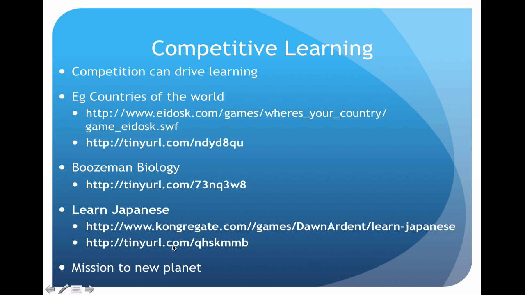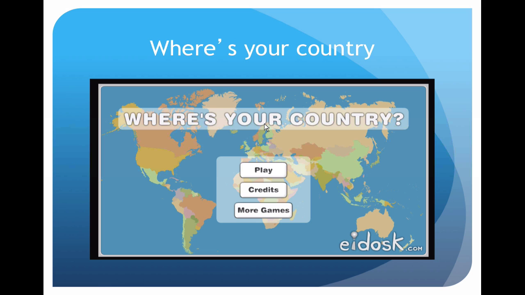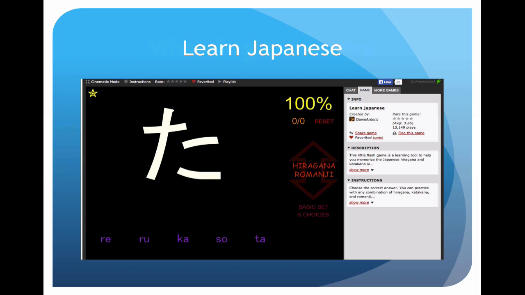Right, so there's some examples. Now, Mission to Mars, Mission to a New Planet is another example of how you could use competitive learning, where you get each group to come up with their own ideas. Right, so I've done Where's Your Country? I want you to have a go at that. Learn Japanese, it's up to you.